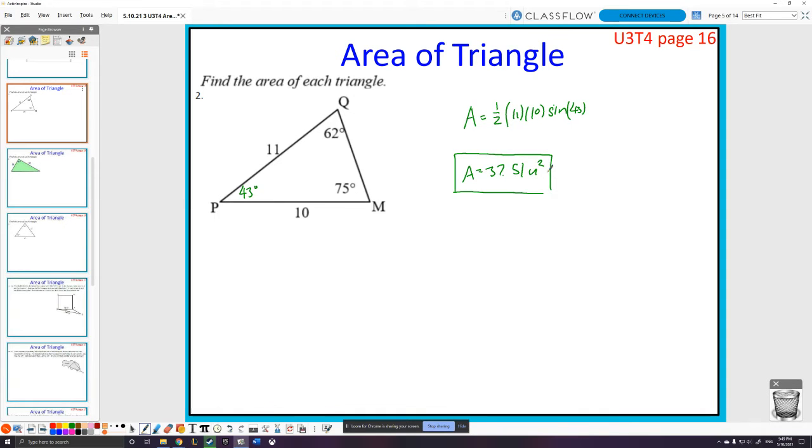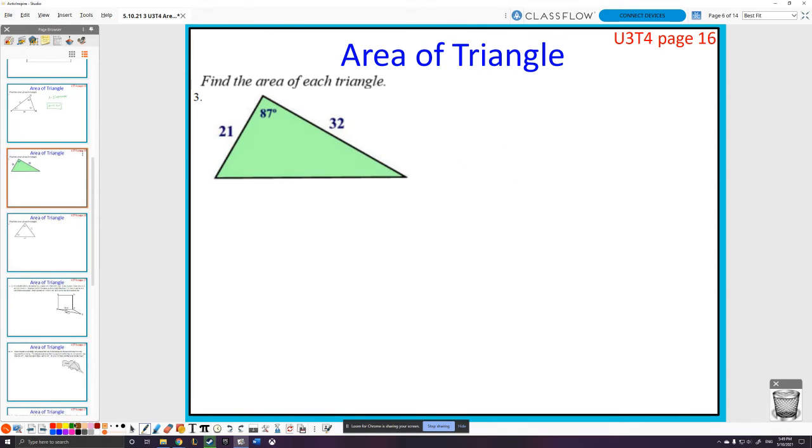37.51. Yep, looks good. All right, let's keep it moving. Let's change the color for a second here. Now, again, this is side, side, and this is the angle in between, so we're good to go here.